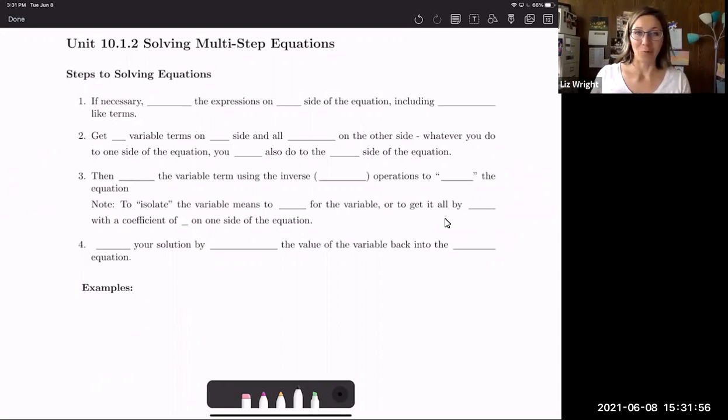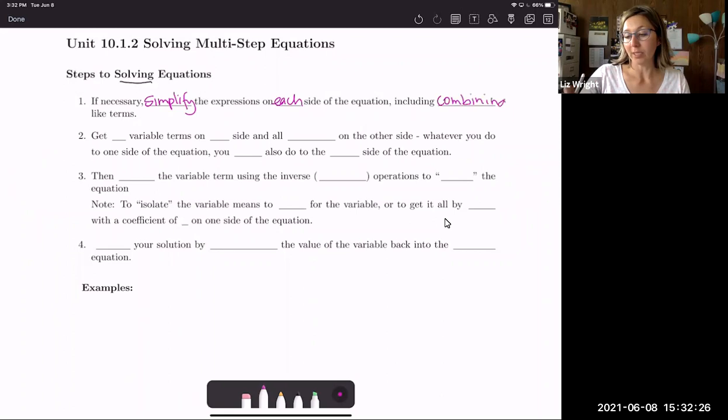And again, I'm hoping you're seeing that word solve. We're not simplifying expressions. We are solving those equations. We are looking for what our variable actually equals. So here we go. If necessary, we are going to simplify. There's that word simplify versus solve. We are going to simplify the expressions on each side of the equation, including combining like terms.